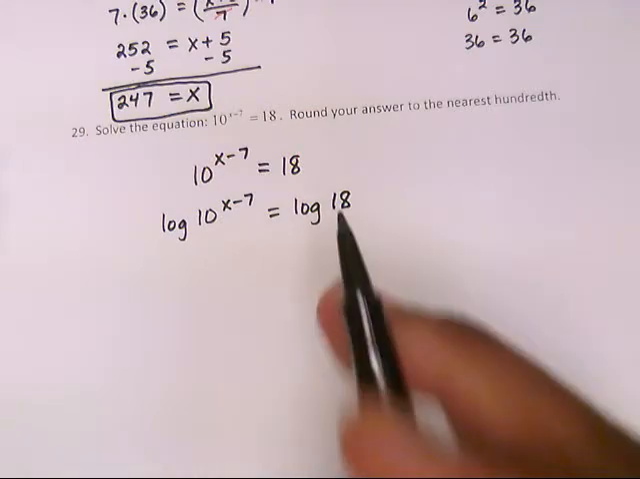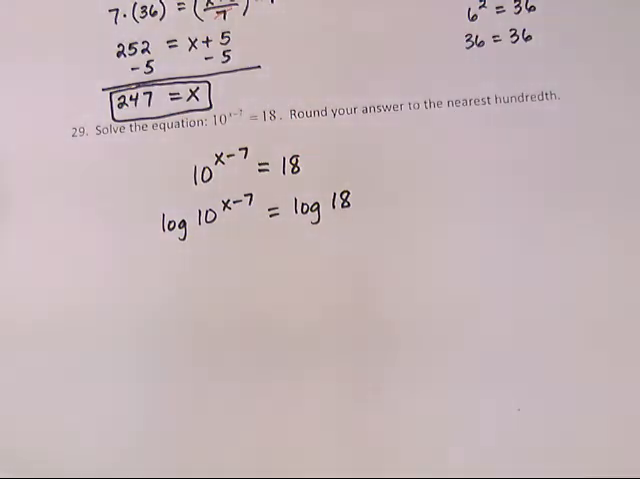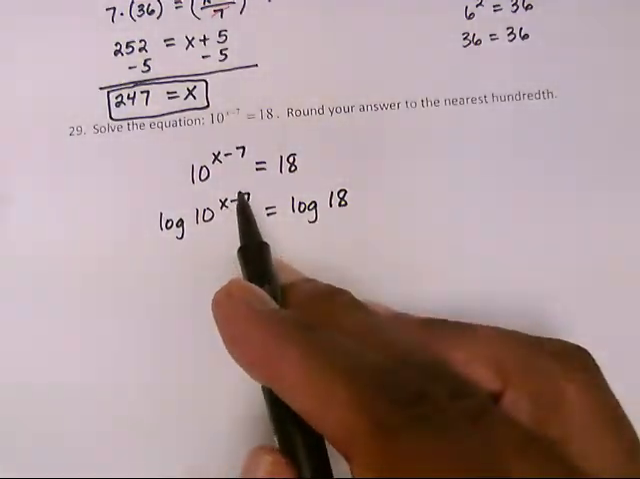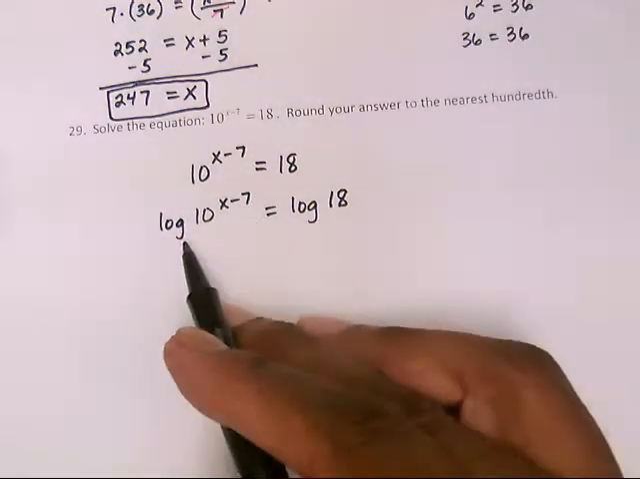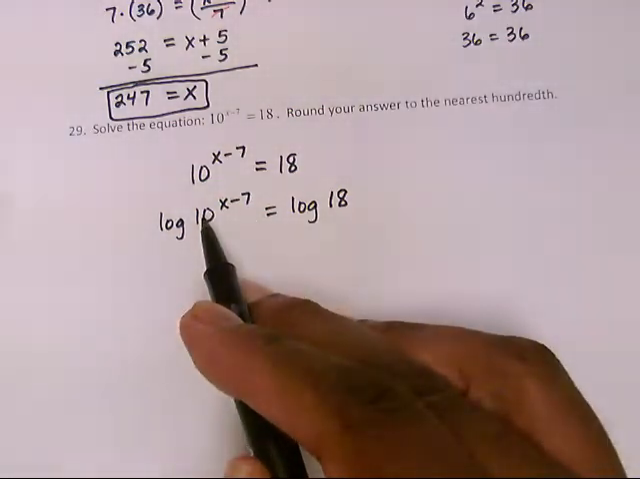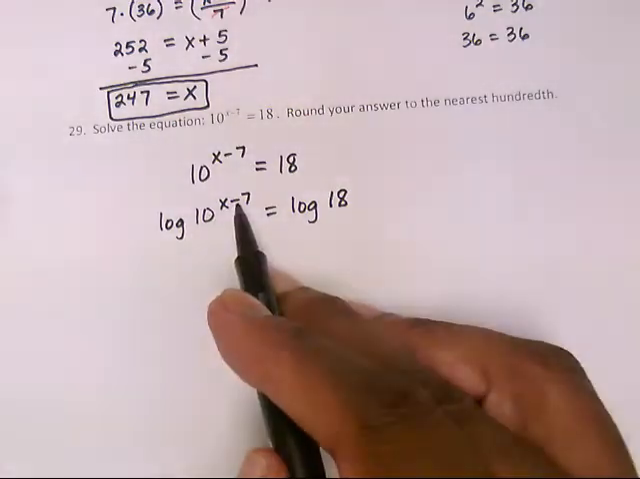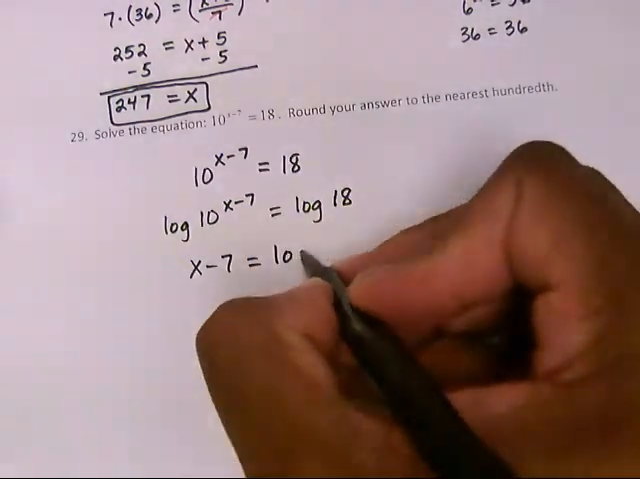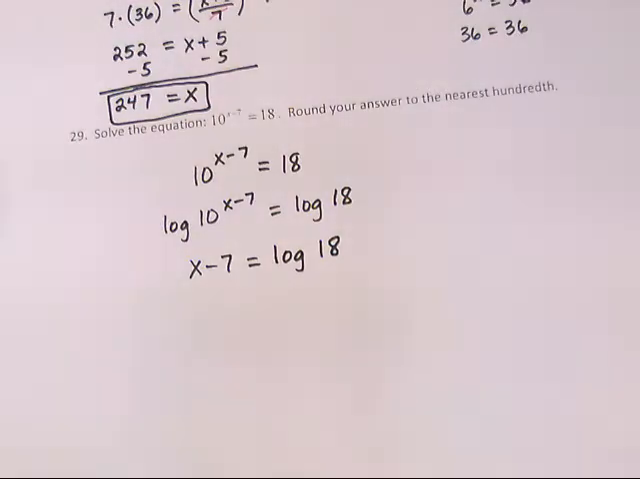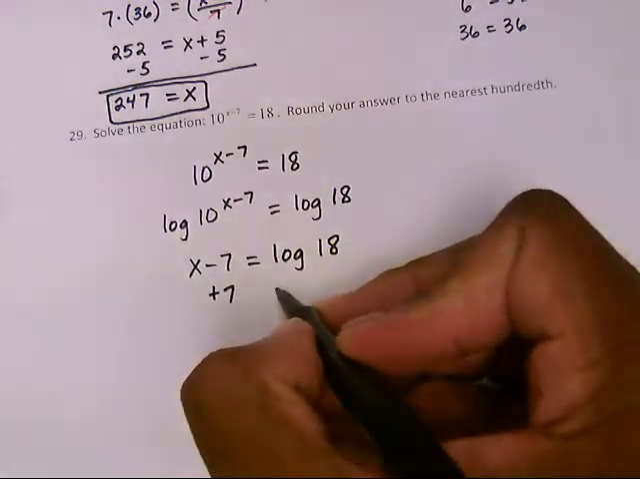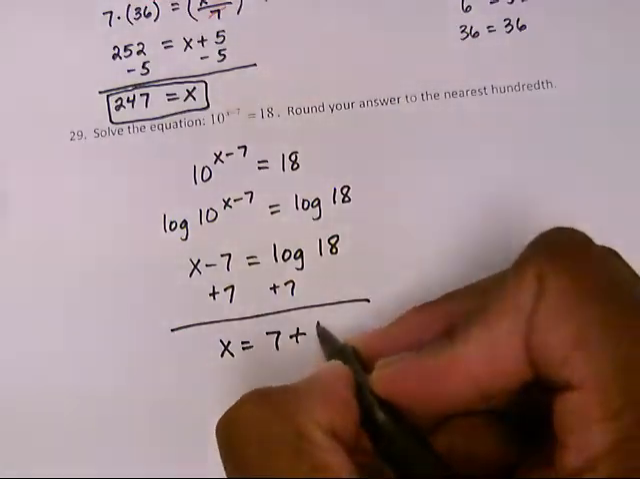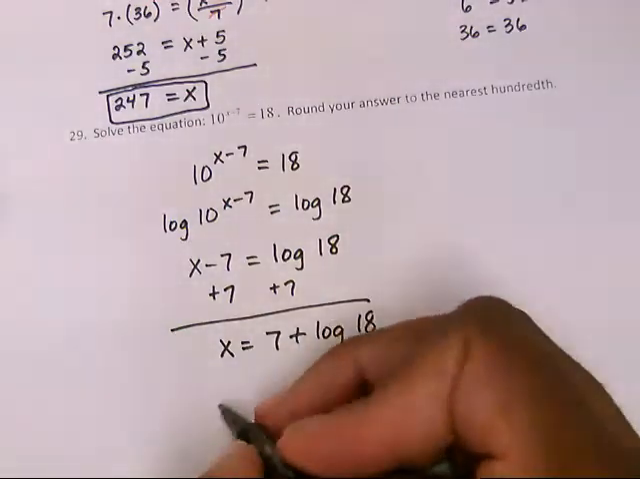So I'm going to take the log on the left side and on the right side. Because on the left side, if you have the log of 10 to whatever your exponent is, it's going to be that exponent, because log to the base 10 and base 10 itself are inverses here. So log to the base 10 of 10 to the x minus 7 would just simply be x minus 7. And that's equal to the log of 18. And then we can solve for x. So here we're going to add 7 to both sides. So I have x is equal to 7 plus log of 18.